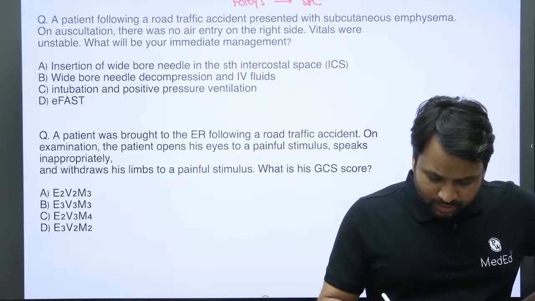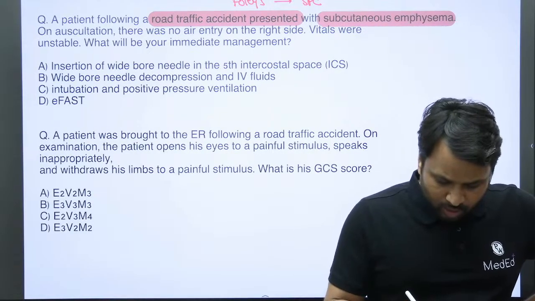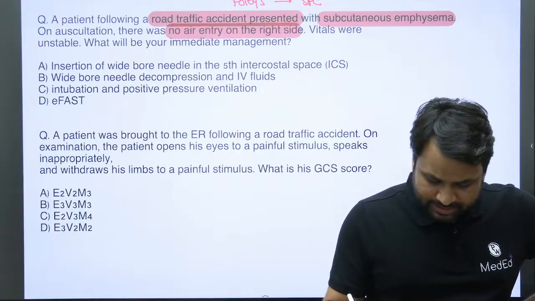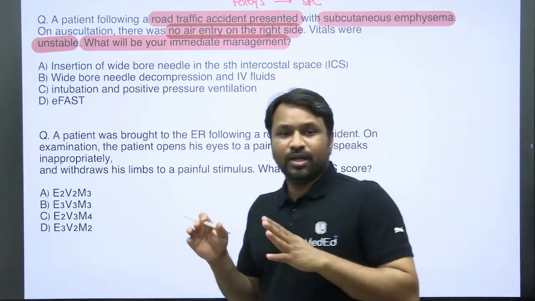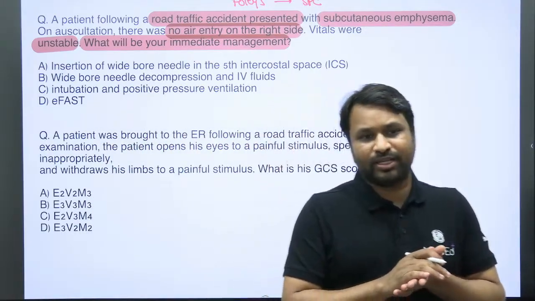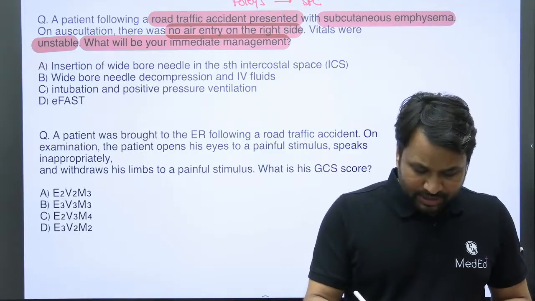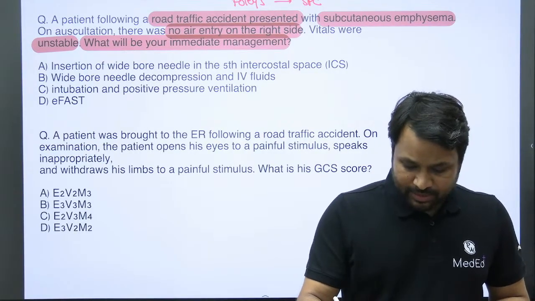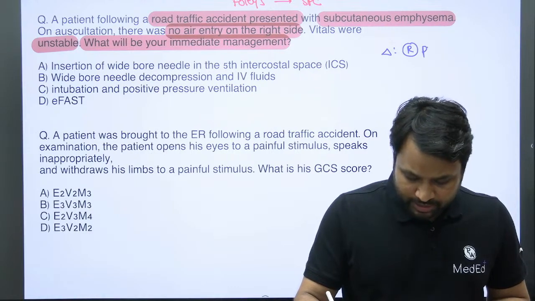A patient in a road traffic accident presented with subcutaneous emphysema. On auscultation, there is no air entry on the right side. Vitals were unstable. What will be your immediate step in the management? Now, if there is subcutaneous emphysema, no air entry on the right side, vitals are unstable and the patient has had a road traffic accident, I am now suspecting that this patient is having a right pneumothorax.